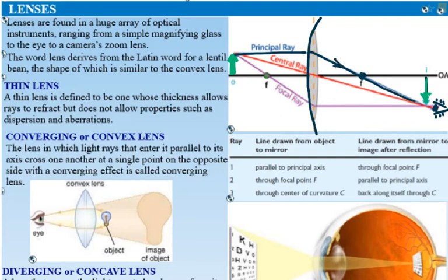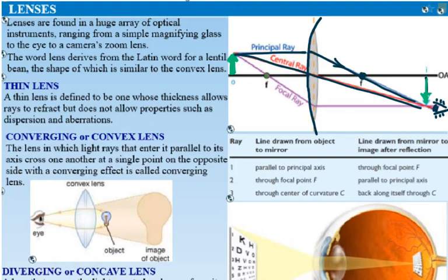Then the second ray is the ray passing through the center of the lens, and it's called the central ray, the red one. It ends up on the other side, and it doesn't refract. It goes straight through the center without any change of angle. So the central ray always goes straight.